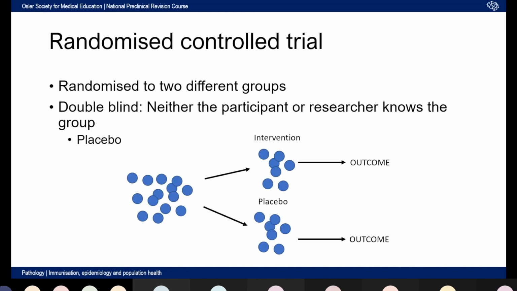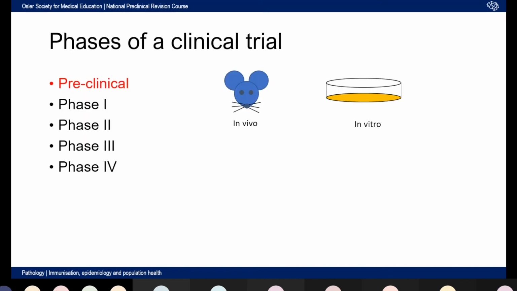And then you have your randomized controlled trials. This is when you have your participants being randomized to two different groups. If it's double blind, then neither the participant nor the researcher will know the group, and that's the aim for most scientific and clinical studies. You probably want to use a placebo, again, to make it double blind. So when you've done your randomized controlled trial, you might be thinking of doing a clinical trial. The randomized controlled trial can be used as part of a clinical trial, I should say.